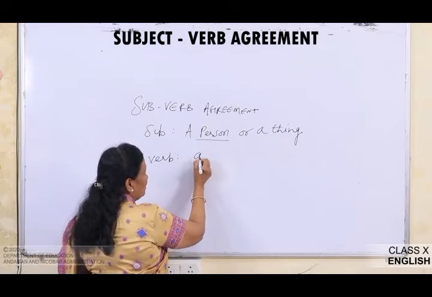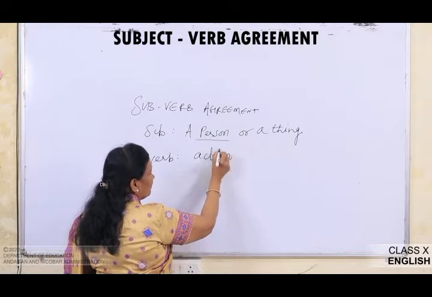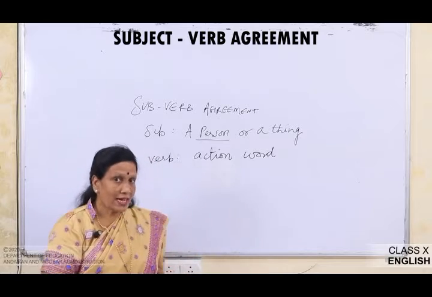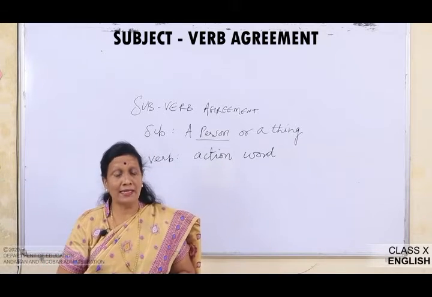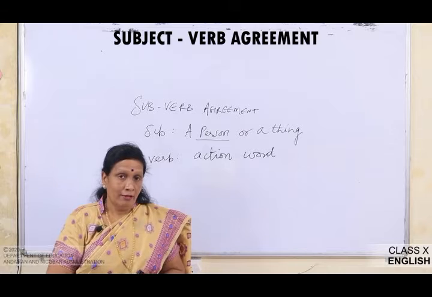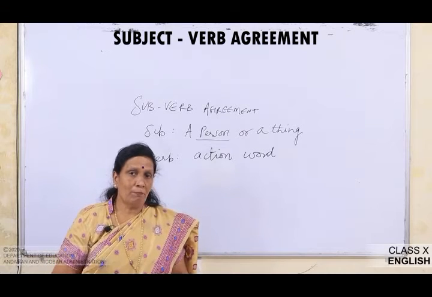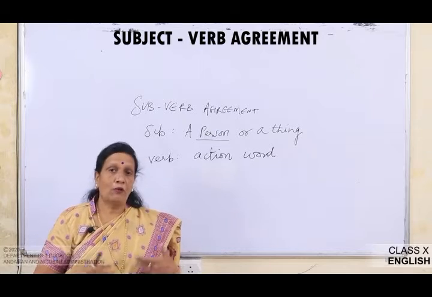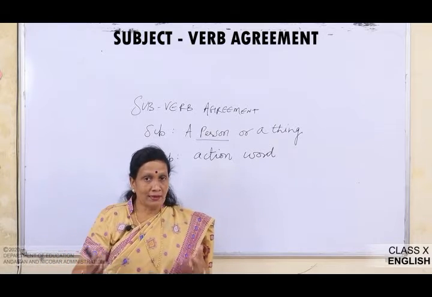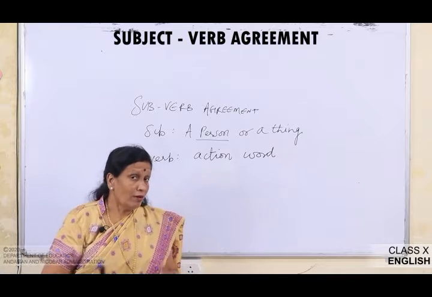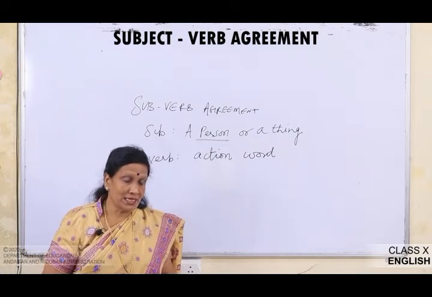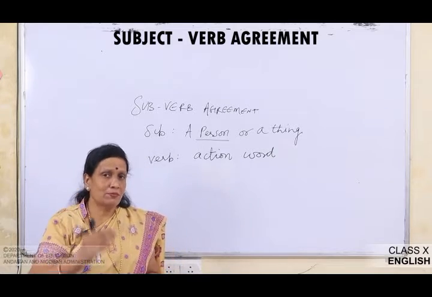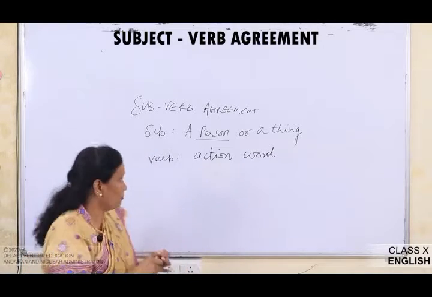Now, verb is an action word. Action words are known as verbs. For example, play, jump, stand, speak, cry, laugh, run, all these are verbs. So, we already know what is a subject and what is a verb. Now, what is this subject verb agreement?